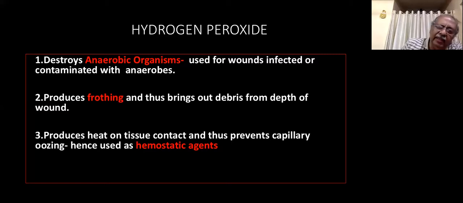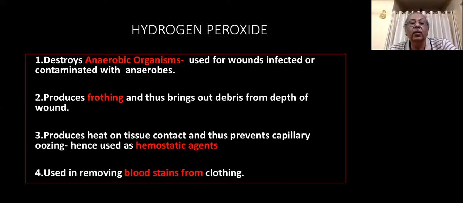In the previous days, hydrogen peroxide was used for preparing the acetabulum and the medullary cavity. Nowadays, it is not commonly used. The fourth use is for removing blood stains from clothing. These are the main functions of hydrogen peroxide, and it acts by releasing nascent oxygen.